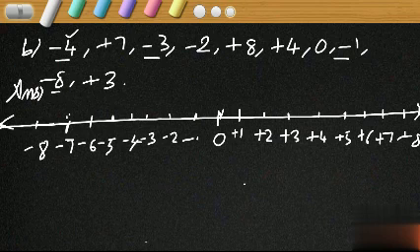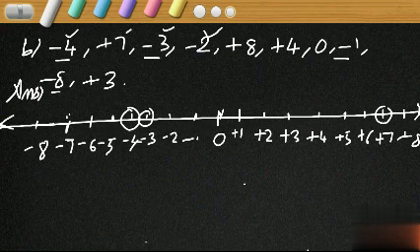First we have minus 4. Where is minus 4 on the number line? Here it is, isn't it? Then we have plus 7. Where is plus 7? Then we have minus 3. Where is minus 3? Yes, here it is. Then we have minus 2. Yes. Then we have plus 8. It lies here. Then we have plus 4. Yes. Then we have 0.